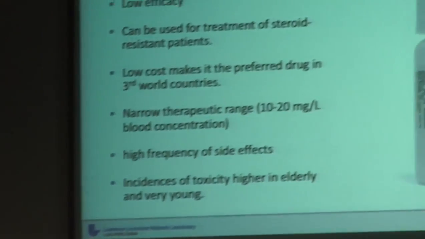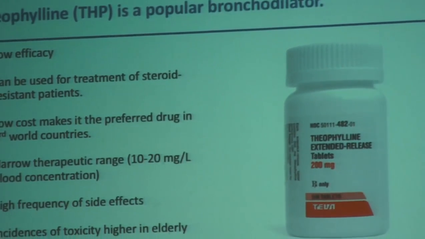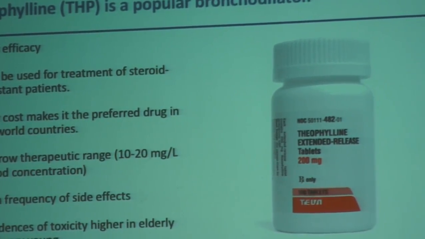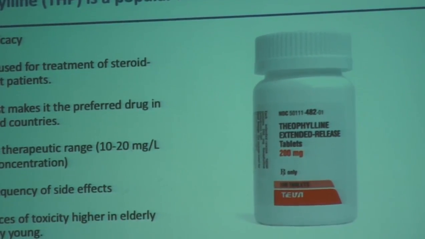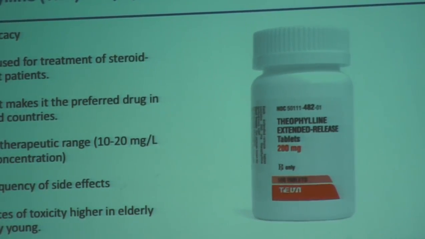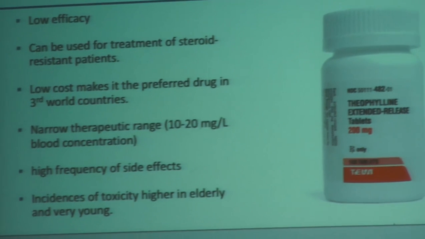One of the reasons theophylline is not used in the West is because it has a very narrow therapeutic range. It's only 10 to 20 milligrams per liter for blood concentration. This narrow range means that any small overdose could easily get you above 20 milligrams per liter, and you could have some sort of adverse drug reaction. That's why you get a high frequency of side effects. There's also a high incidence of toxicity in the elderly and the young. The elderly primarily because the amount of enzymes in their liver is usually lower than in healthy young folks, and the excretion through the kidney is also lower than in most young patients. And in the young, it's because their metabolism in the liver is not matured enough.